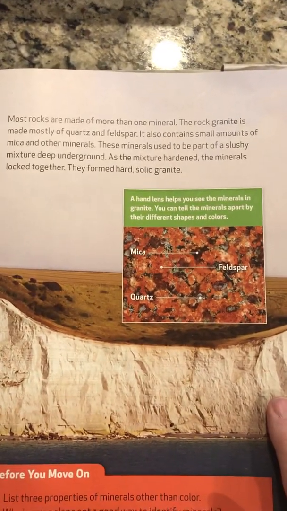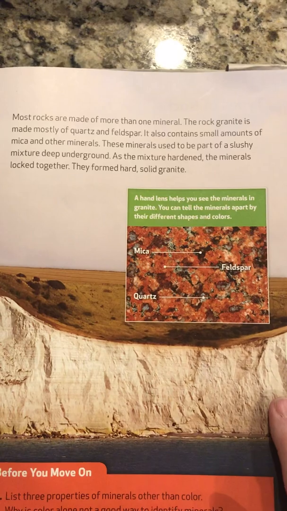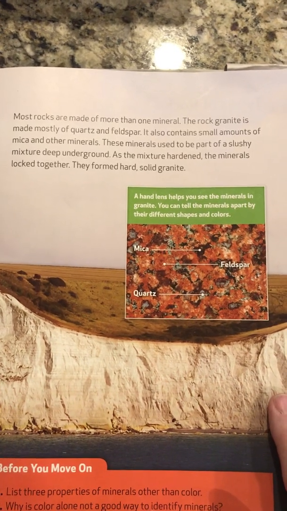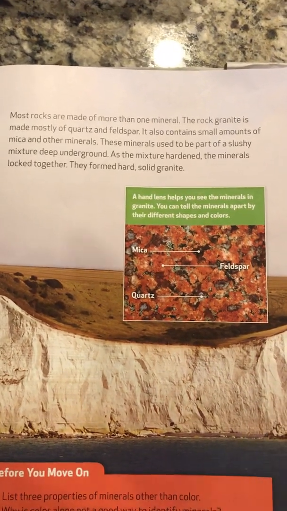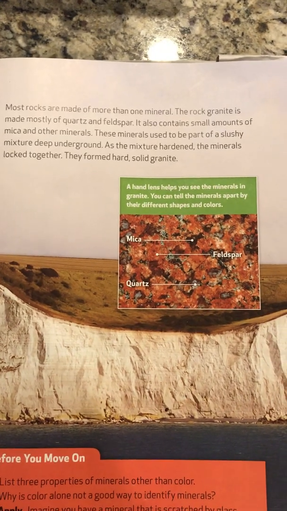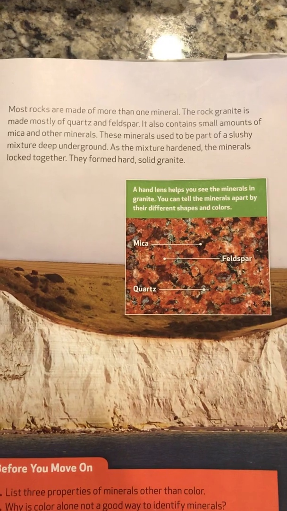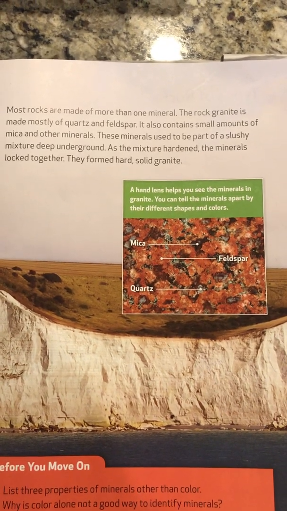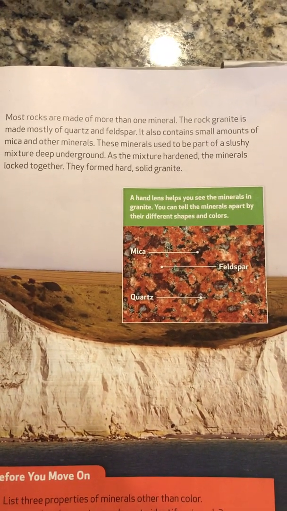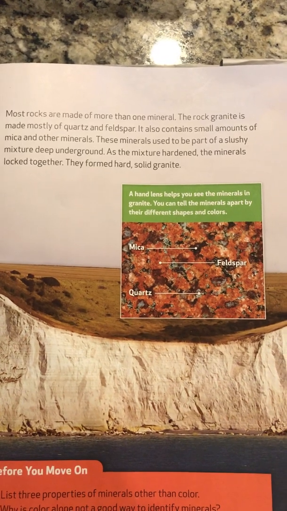Most rocks are made from more than one mineral. The rock granite is made mostly of quartz and feldspar. It also contains small amounts of mica and other minerals. These minerals used to be part of a slushy mixture deep underground. As the mixture hardened, the minerals locked together. They formed hard, solid granite.